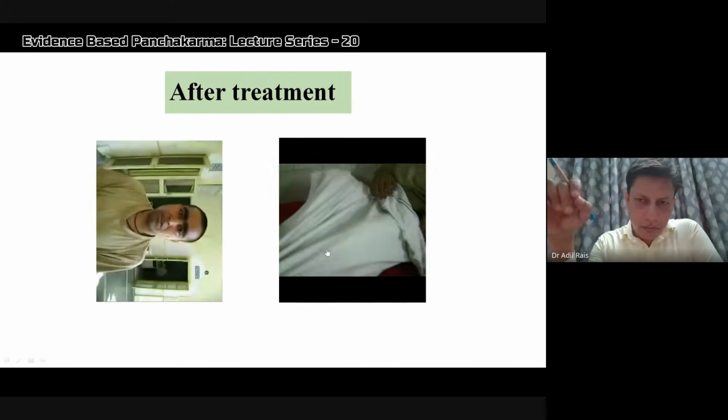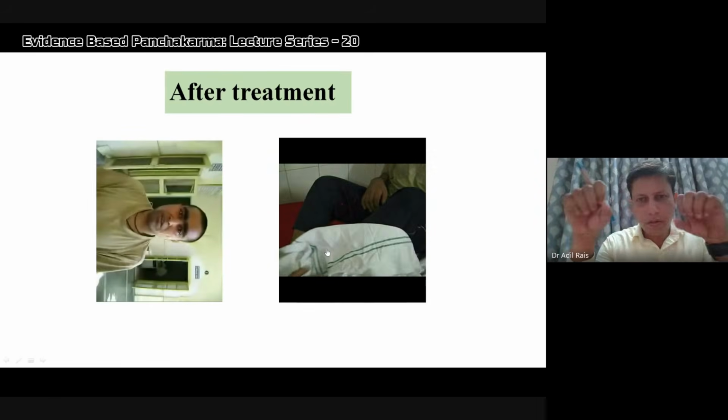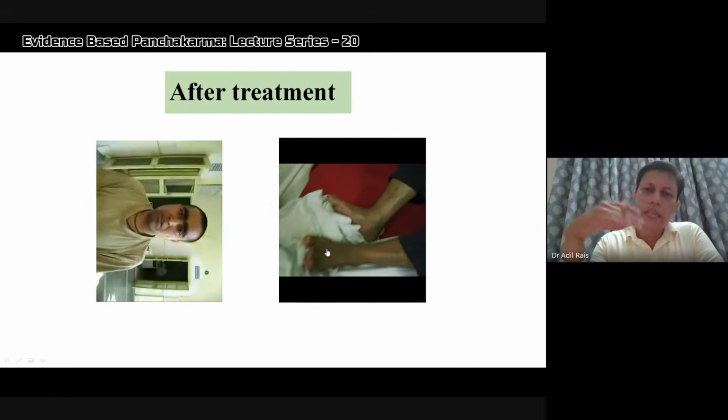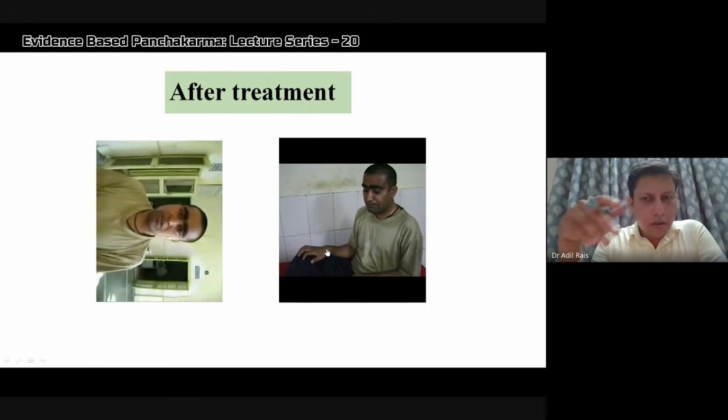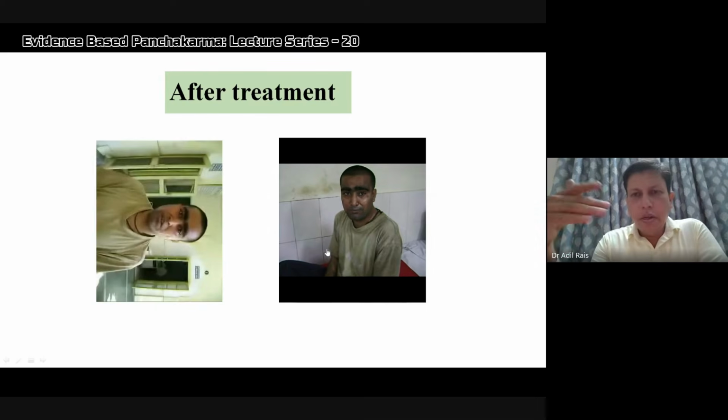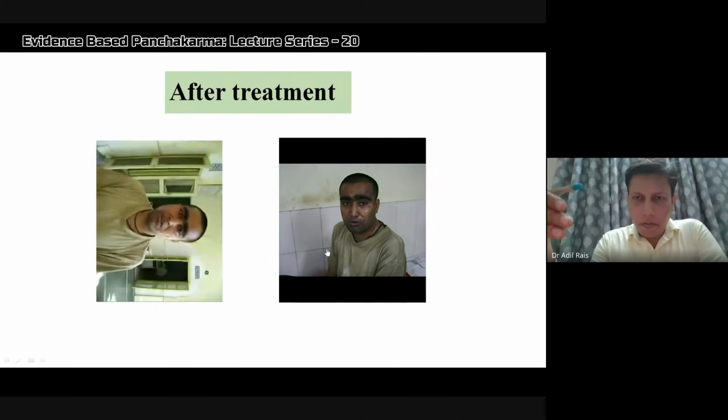You can still say there is some weakness in the distal muscles, in the hands, and the speech is still not very clear. But as compared to earlier, he's testifying to that.